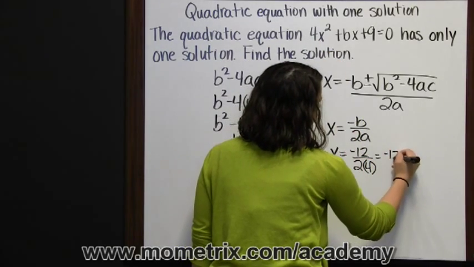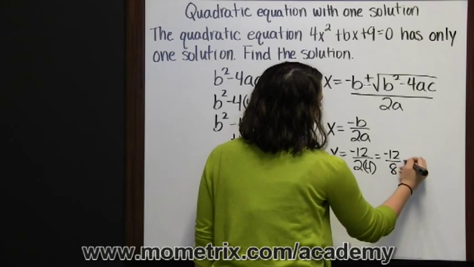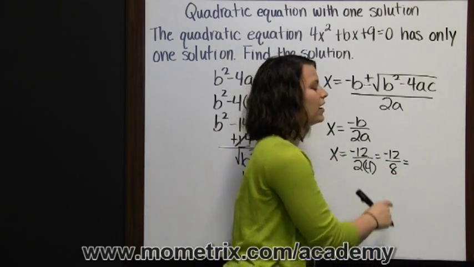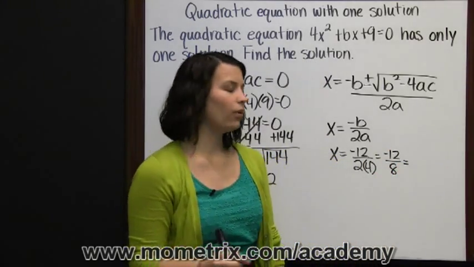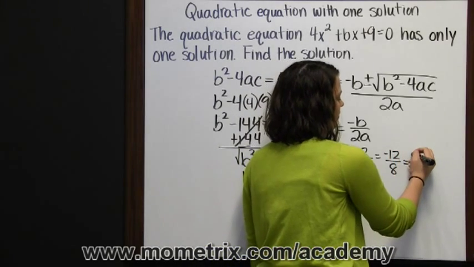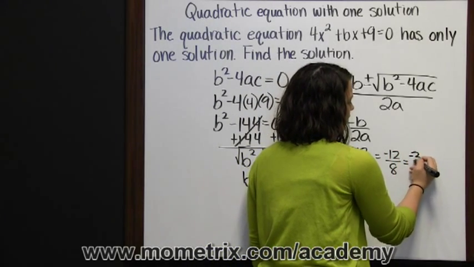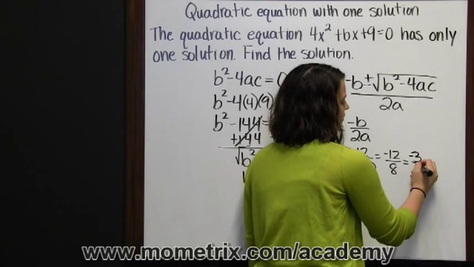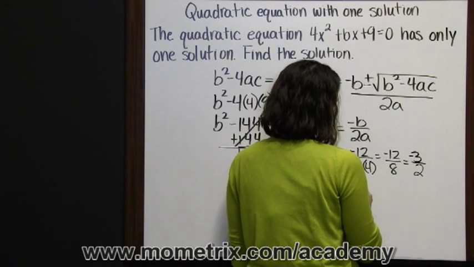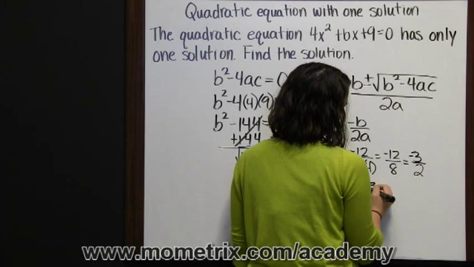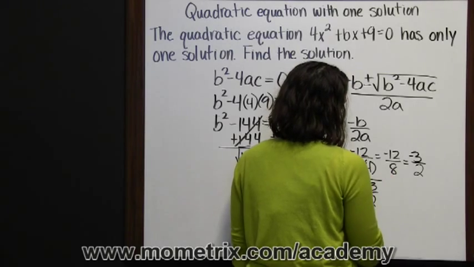So that's negative 12 divided by 8, which simplifies. We can divide numerator and denominator by 4. Negative 12 divided by 4 is negative 3, and 8 divided by 4 is 2. So the solution is x equals negative 3/2.